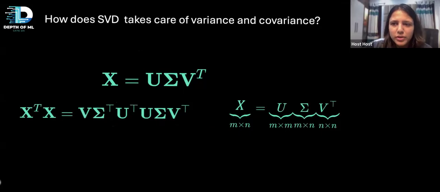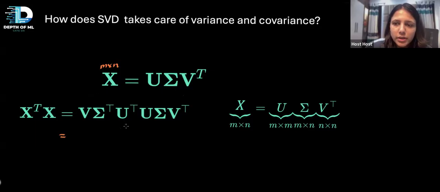So let me start with the proof. It's a very simple proof, nothing very fancy about it. What we'll assume is that this X is an M cross N matrix. It's not a square matrix. And also that we are using the SVD version. Okay. So how will we calculate X transpose X? X transpose X, if I have to write it in this form, will be this. So I'll just replace X with U, sigma, and V transpose, and X transpose with the transpose of this whole thing, right?